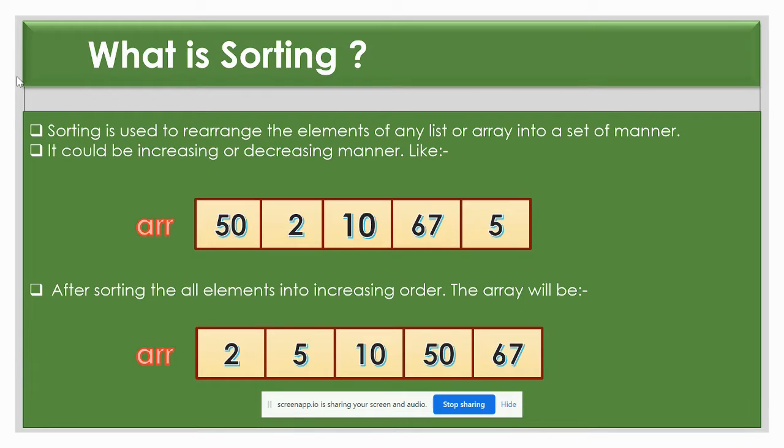What is sorting? Sorting is used to rearrange the elements of any list or array into a set manner. It could be increasing order, decreasing order, or any order you want. For example, in my array ARR, there are 5 elements: 50, 2, 10, 67 and 5. After sorting the array into increasing order, I get 2, 5, 10, 50 and 67.